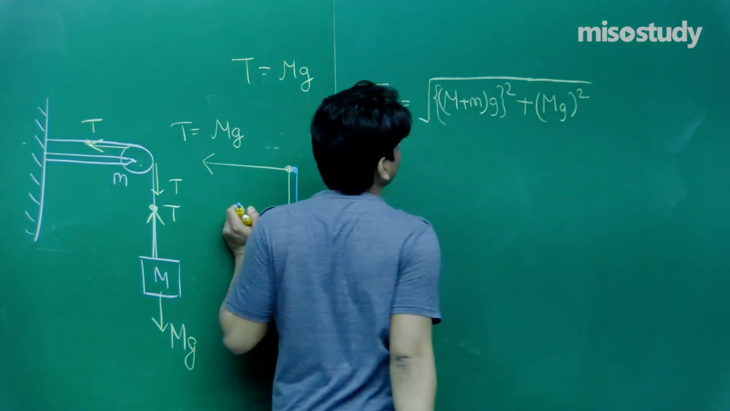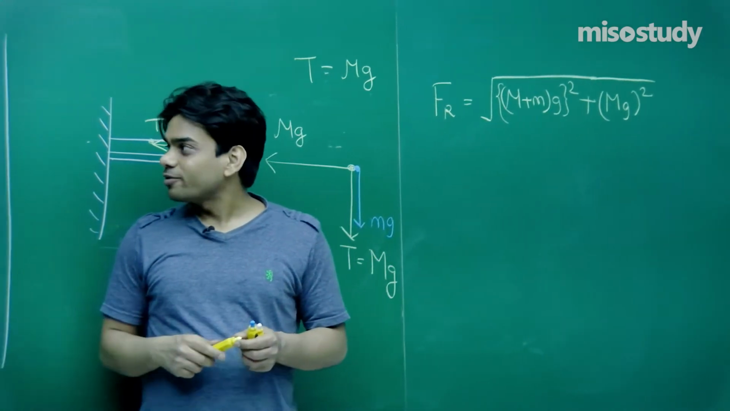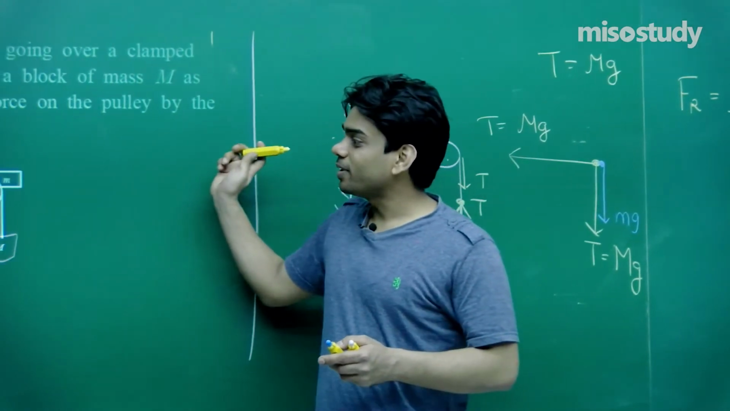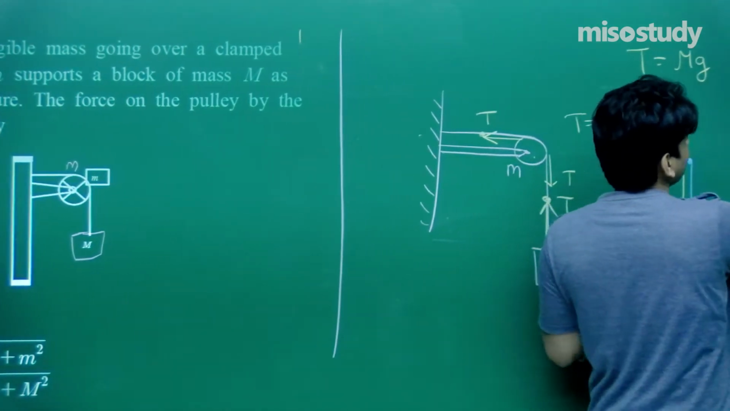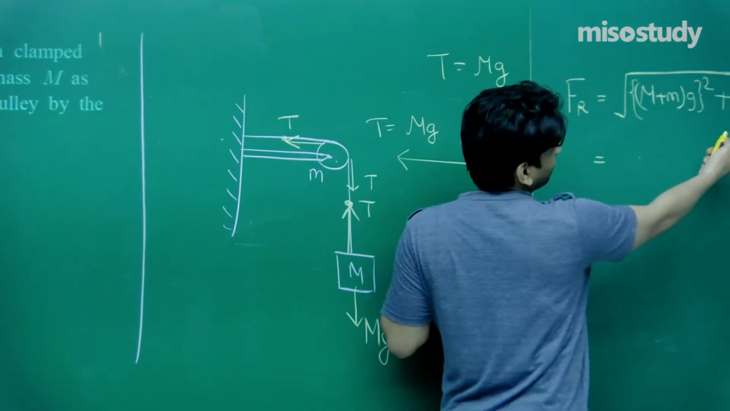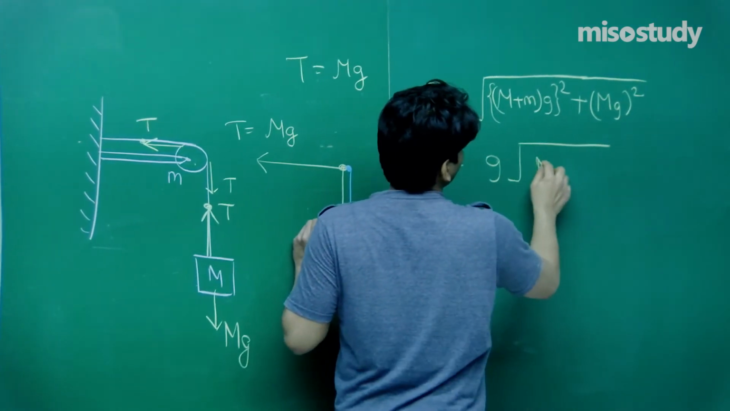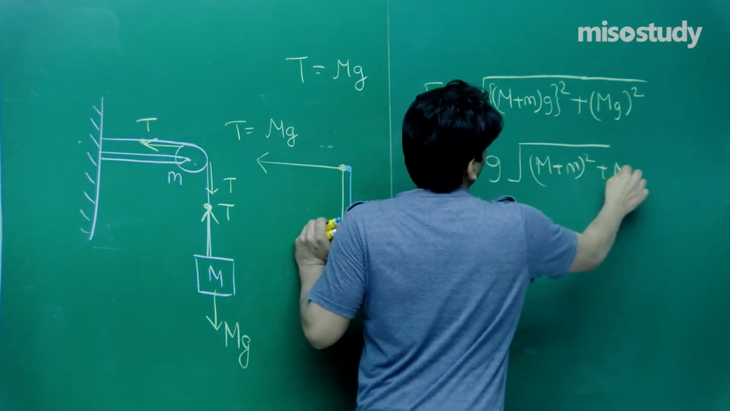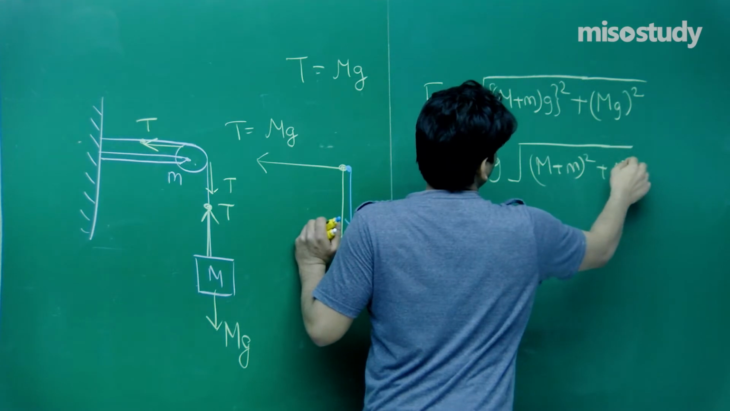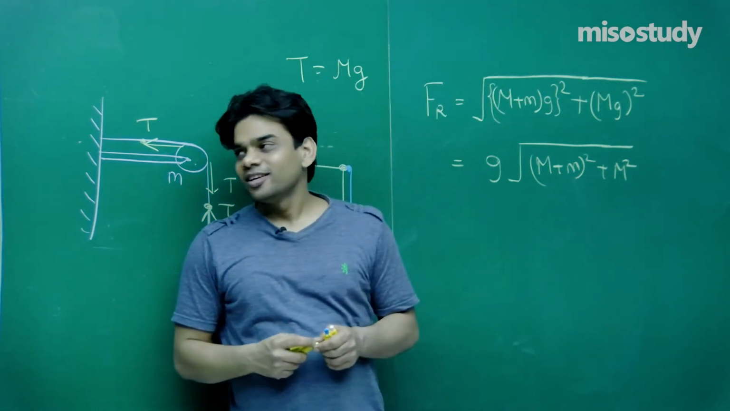This is the resultant force that will be acting on this system. Now try to understand, we need to find the force on the pulley by the clamp. If I simplify this, g can be taken as common and will come out. We will have g times the square root of (m plus m) whole square plus capital M whole square. This will be the value of the resultant force acting on the pulley by the clamp.